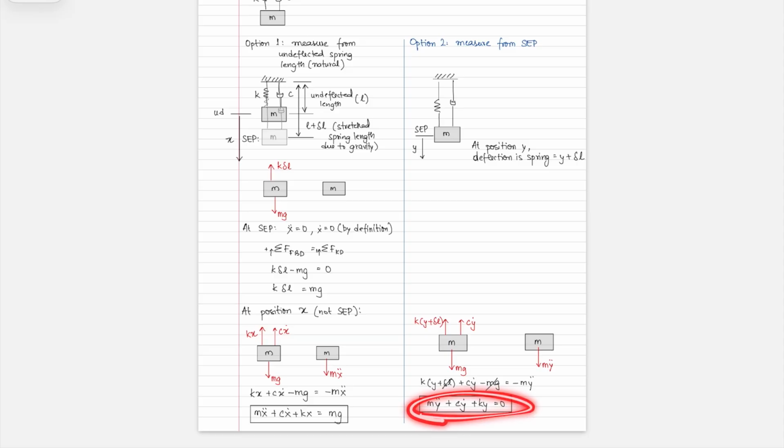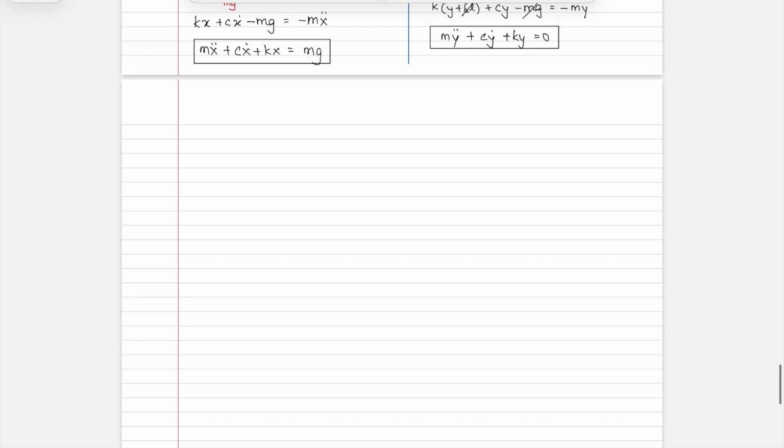So here, if you were to try to find the equilibrium, for the static equilibrium position, this is 0 and this is 0, which gives you y is equal to 0. On the other hand, if you're measuring from the undeflected position and trying to find the equilibrium, this goes to 0, this goes to 0, and then you get x at equilibrium is equal to mg over k. Okay, I hope this makes sense. Worth noting is that this is only true where the deflection of the spring is along the vertical direction.